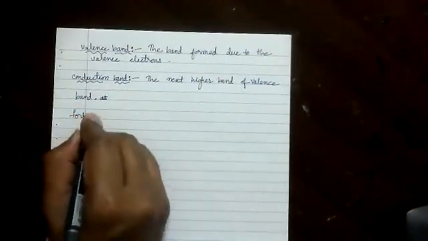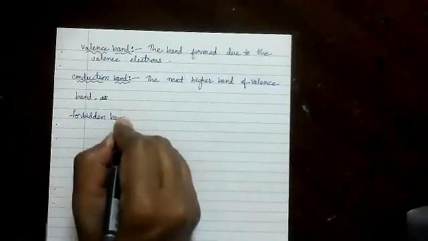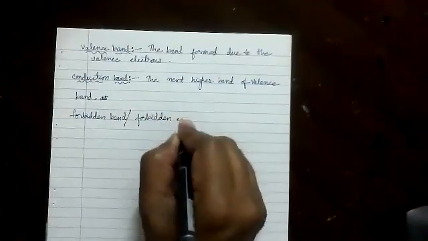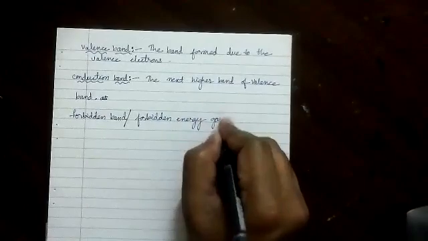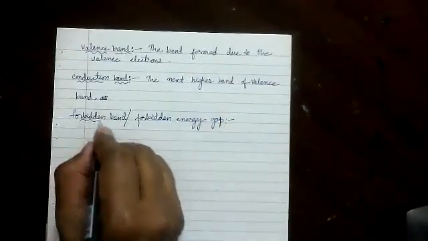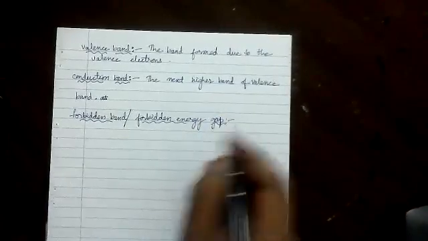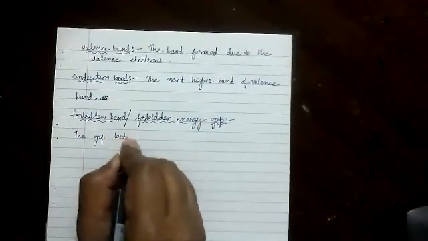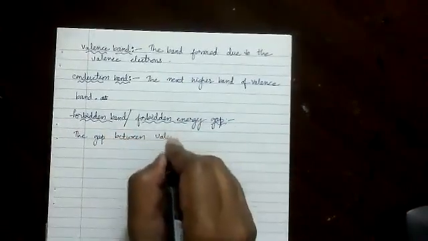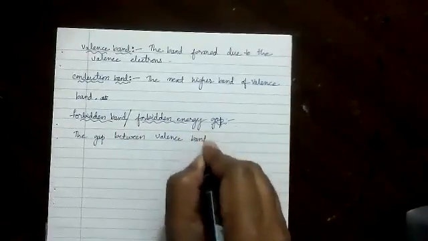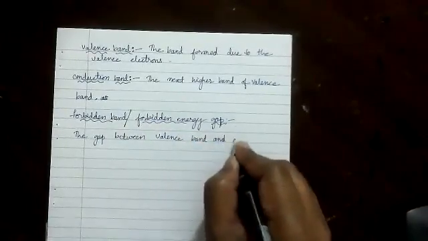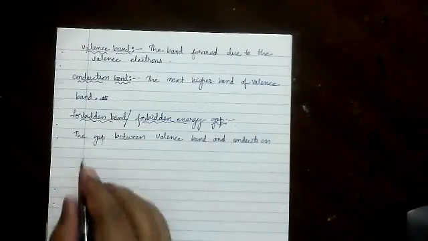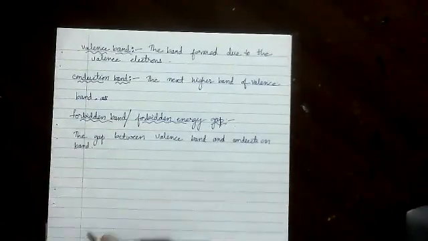Forbidden band, or forbidden energy gap. So what is forbidden band? The gap between valence band and conduction band. The band between the valence band and conduction band is said to be forbidden band, or forbidden energy gap.